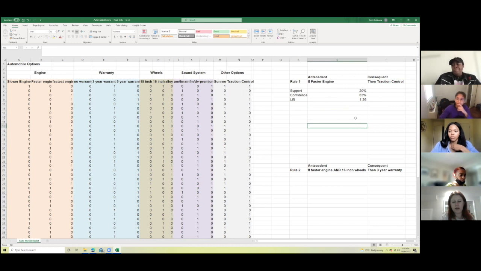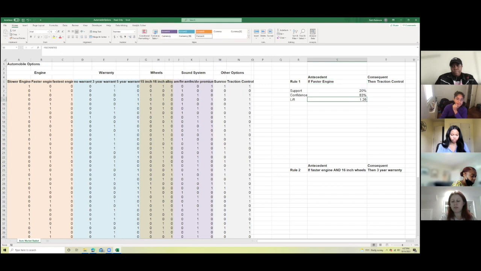Okay. You said the higher the lift, what was that? The higher the lift, the more likely you'll see the consequent given the antecedent. Or in context, the more likely you'll see traction control given that the car has a faster engine. More likely we would see the what? So the higher the lift, the more likely you'll see traction control given the faster engine. Okay, gotcha.